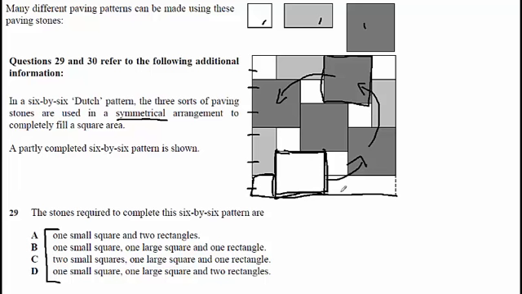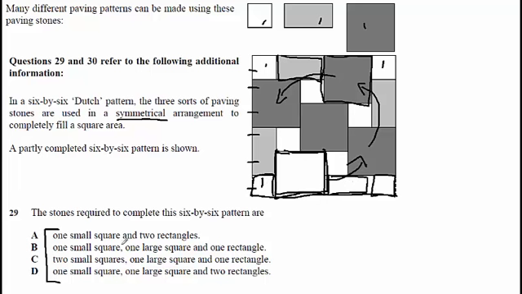and that leaves these three spaces. And as we can see, this corner is a single square, this corner is a single square, and this corner is a single square, which means that this has to be a single square as well. Now these rectangles are between the big square and the small square, which means that the final space we have to fill up is a rectangle. Now that gives us two small squares, one big square, and one rectangle.